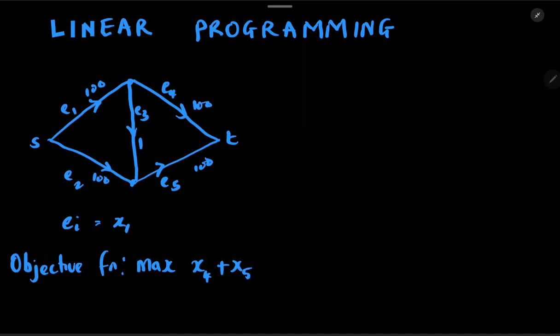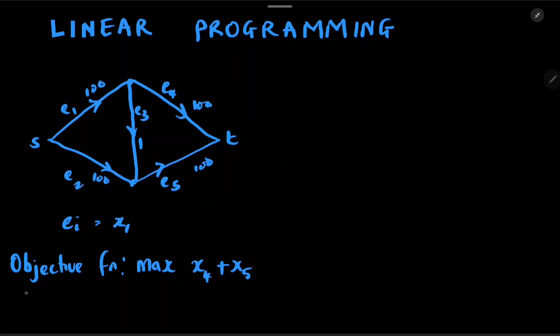This is our objective function. And the next thing we do is we find out what the constraints are. So for the network flow problem, we have two kinds of constraints. We have a flow constraint and we have a capacity constraint. That is, each edge has a constraint. For example, for edge 1, I can't transport more than 100, right? I can't transport 120 because edge 1 can only transport 100. So that's a constraint, right?